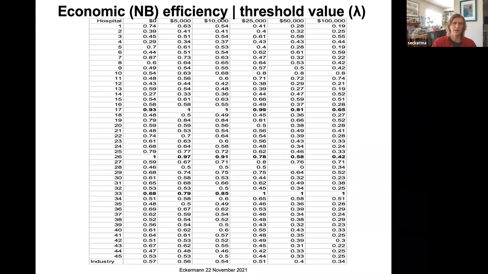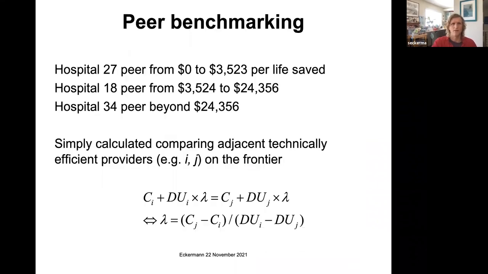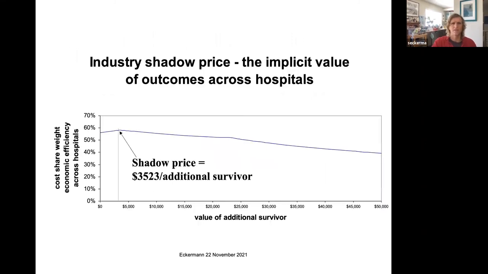Net benefit efficiency, and importantly, that's creating the appropriate incentives for maximizing net benefit. How we can get peer benchmarking and the threshold values at which that occurs. And then probably the most important thing for societal decision makers, if you're looking at one number, is the shadow price. What is the current implicit value being placed on, in this case, avoiding mortality in the setting? And we can estimate that as where allocative efficiency is maximized. And that in this case was $3,500 per additional survivor.